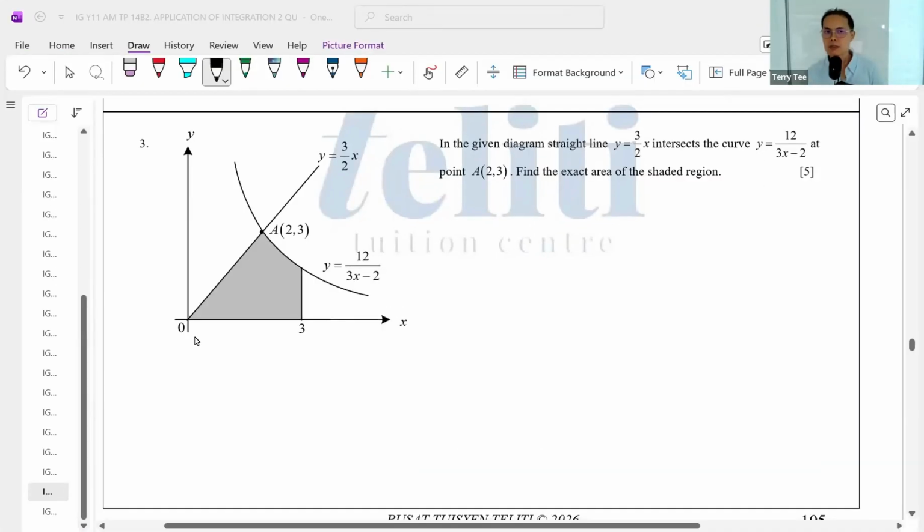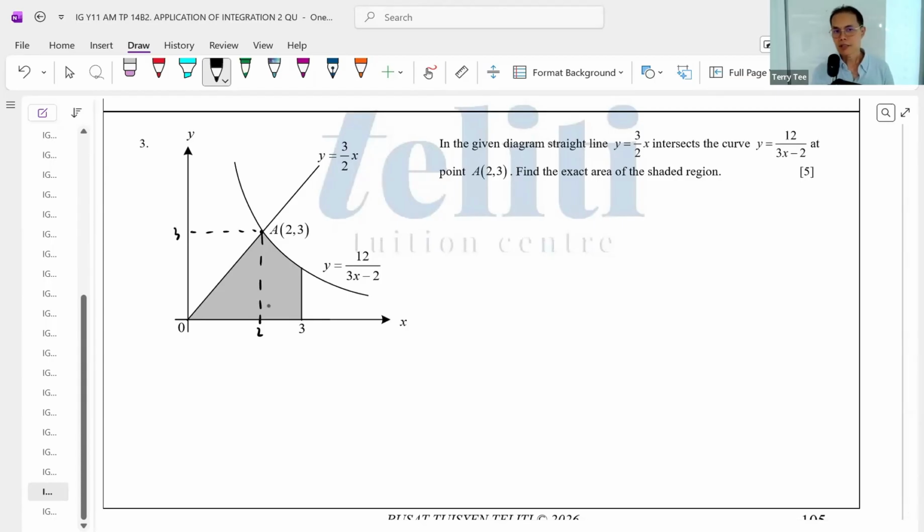Question number 3 is a combination of area of triangle. This is a triangle. You move down, this is 2, this is 3, plus area by integration. So area of triangle is half times base times height. Your base is 2, your height is 3. The area by integration is from 2 to 3. Your function is 12 over 3x minus 2 dx.